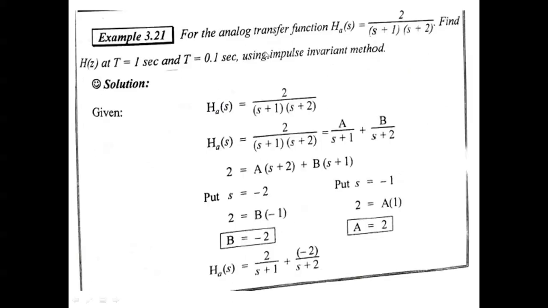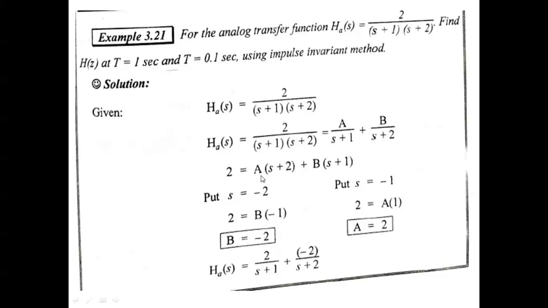Take the first example: the analog transfer function Ha(s) is equal to 2 divided by (s plus 1)(s plus 2), and we have to find H(z) at T equal to 1 second and T equal to 0.1 second using the impulse invariance method. Ha(s) is analog and H(z) is the digital system. So we split it into two parts: A divided by (s plus 1) and B divided by (s plus 2). We have to find what A and B are.